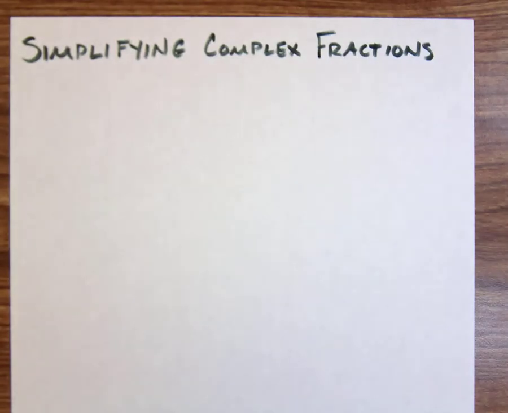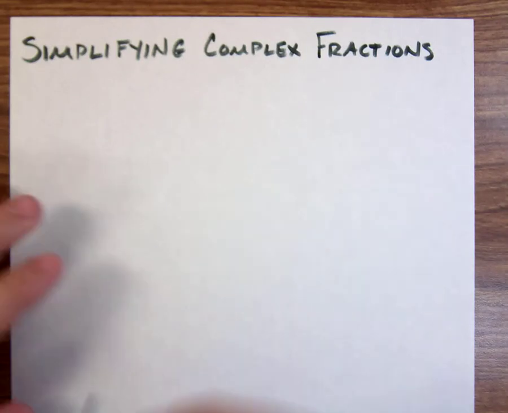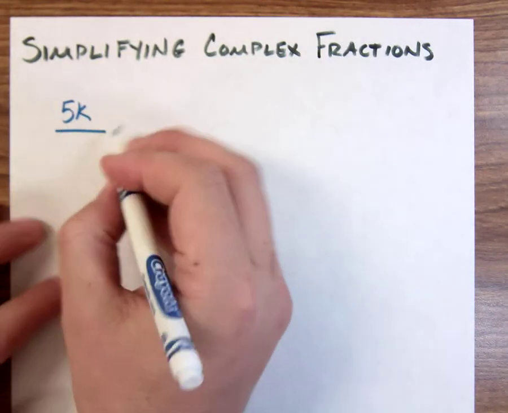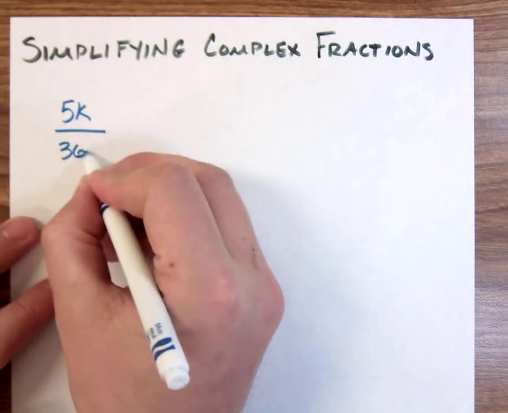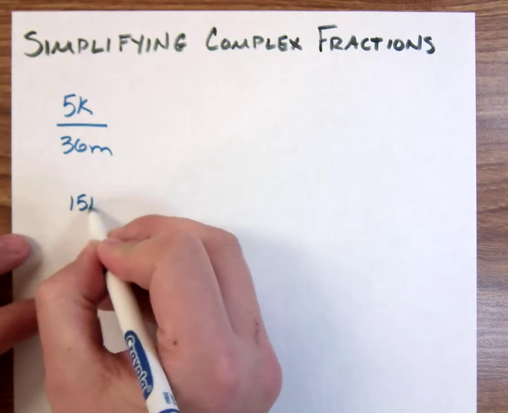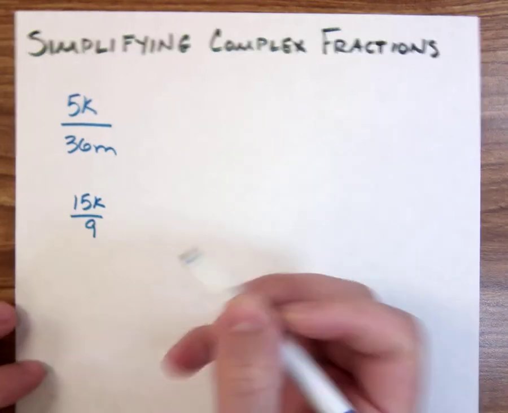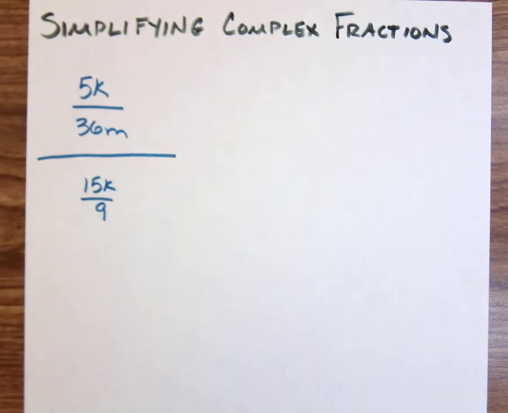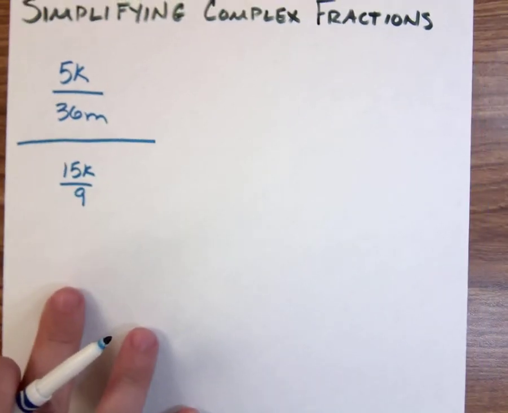So a complex fraction is sort of like a fraction that is inside of a fraction. Okay, so here's what a complex fraction looks like. You take this fraction, we'll do like 5k over 36m. You take a second fraction, something like 15k over 9, and you divide those two fractions, making a fraction inside a fraction, or a fracception. It's a fraction that is made up of fractions.